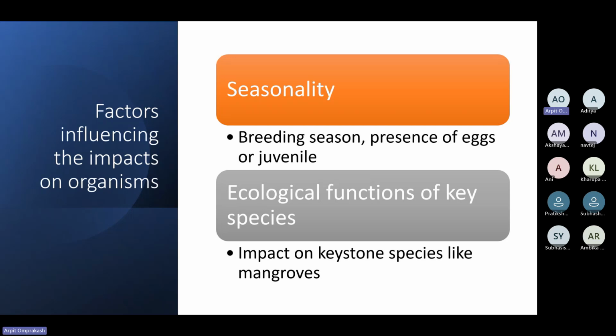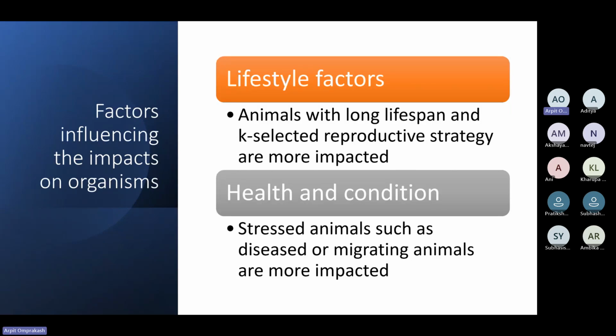And the other thing is, if the species that is affected is a keystone species, then that will also have a very huge impact on the whole ecosystem. For example, if the oil spill happens near a mangrove forest, it will lead to a lot of destruction because a keystone species like mangrove will be affected, right? Mangroves have pneumatophores on their roots, which get blocked due to oil, and they are not able to breathe.